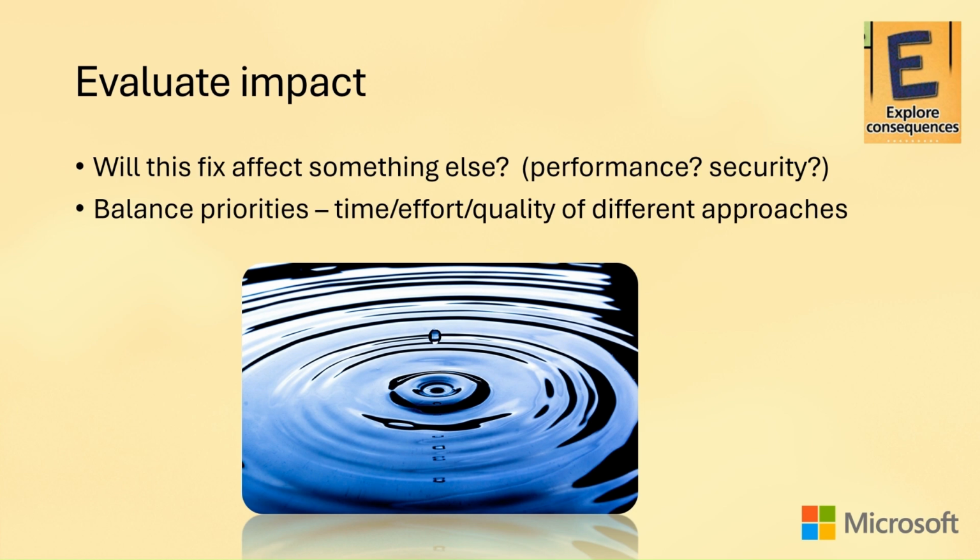Once we have a list of potential different fixes, then we move on to the E part of the STEP framework, exploring the consequences and evaluating the impact of each of these ideas. Will the solution affect something else, like performance? Will it slow down our program? Or like security, will it open up any security vulnerabilities? And then thinking about the balancing of priorities of time, effort, and quality. Maybe the best solution takes 3 months to implement. If we don't have the time, then maybe we have to go with a lower quality solution that only takes 3 days.